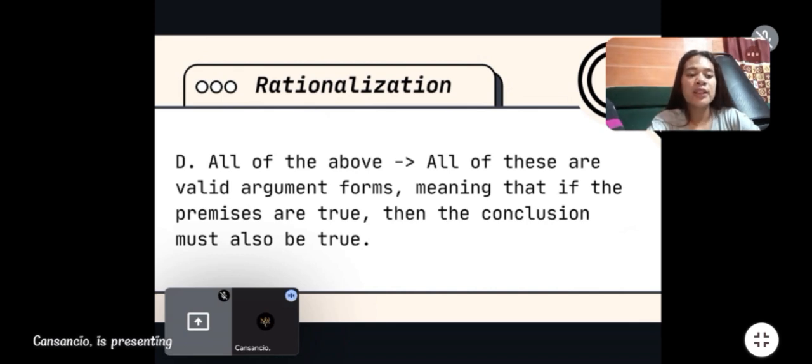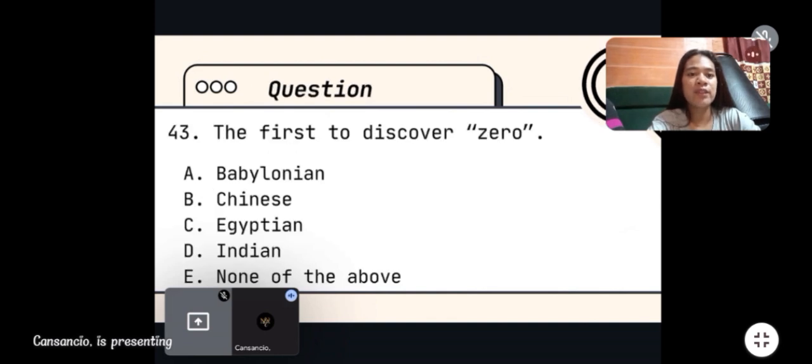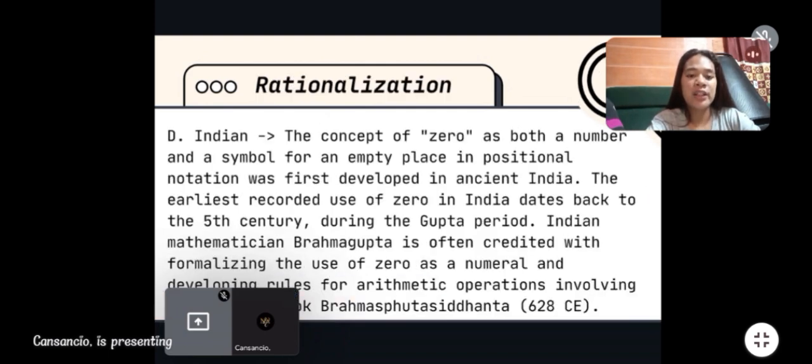Next, number 43. The first to discover zero. A. Babylonian, B. Chinese, C. Egyptian, D. Indian, or letter E. None of the above. So the correct answer is letter D. Indian. The concept of zero as both a number and a symbol for an empty place in positional notation was first developed in ancient India.